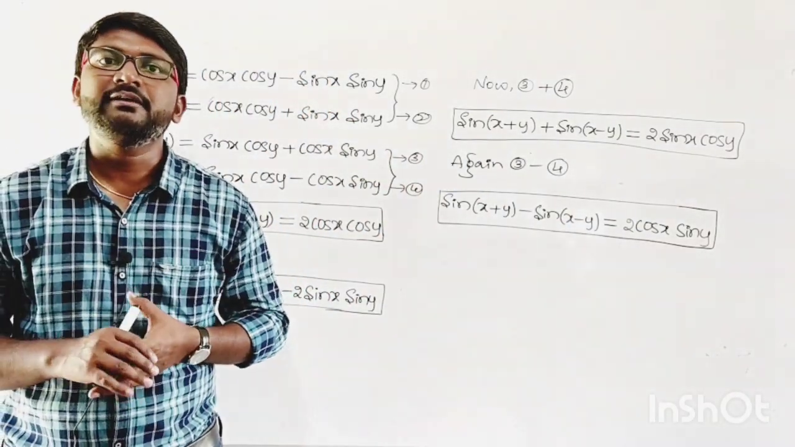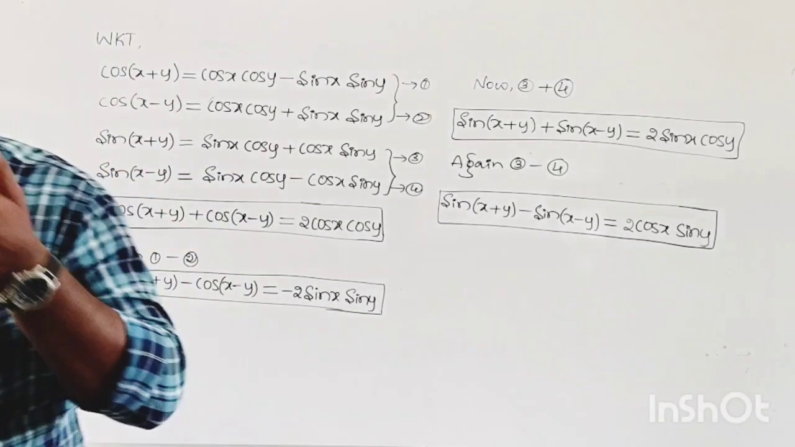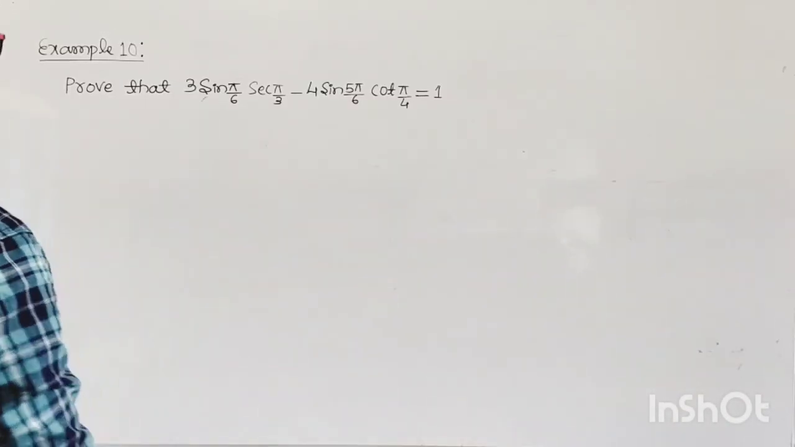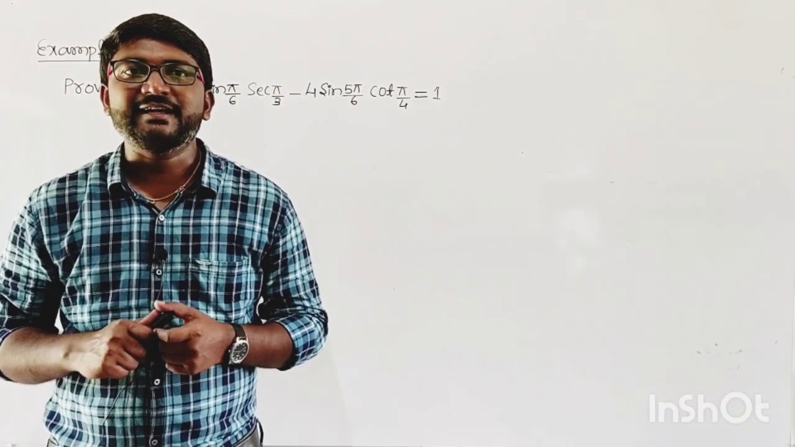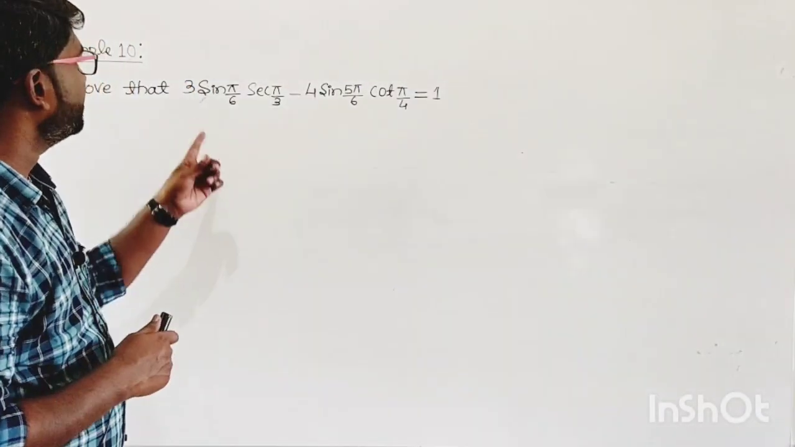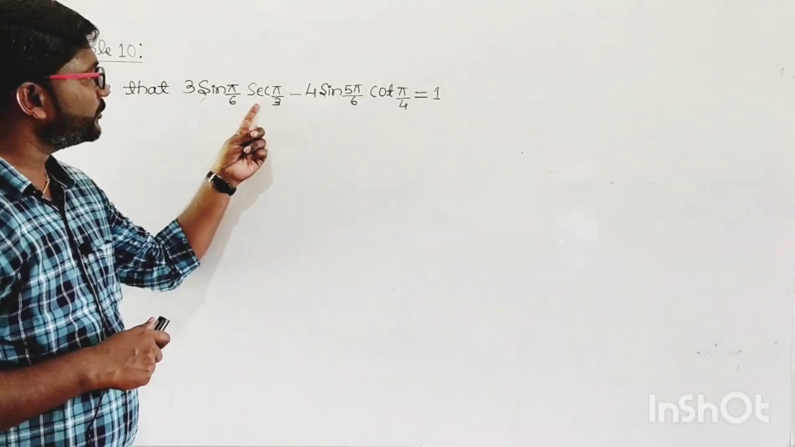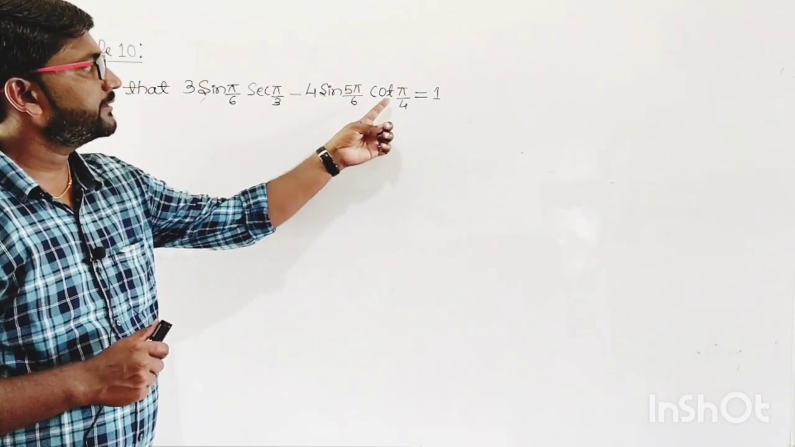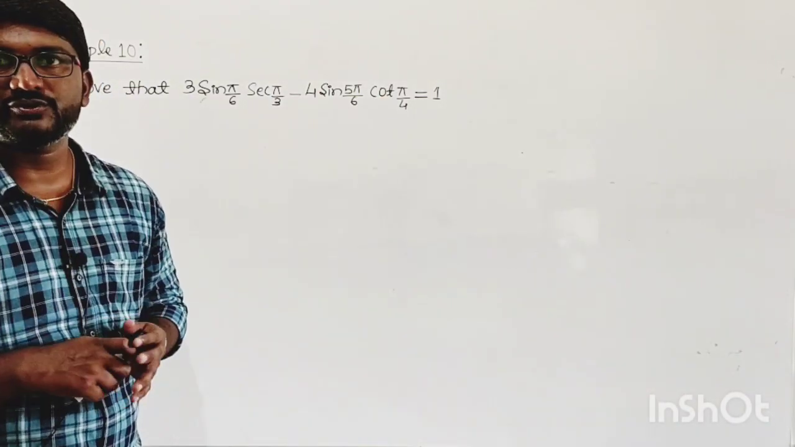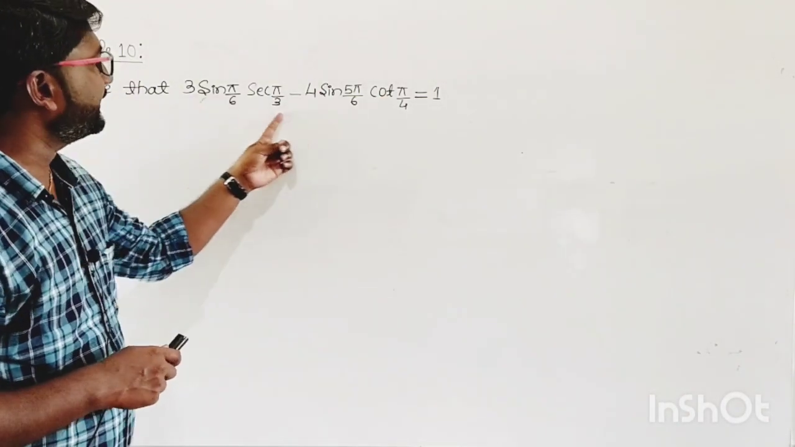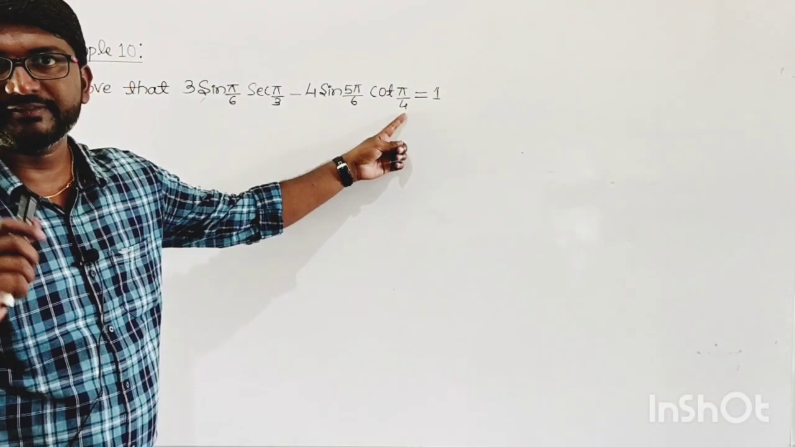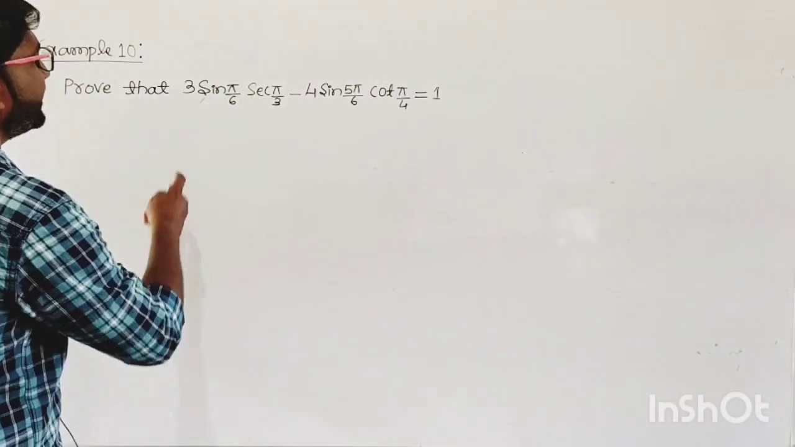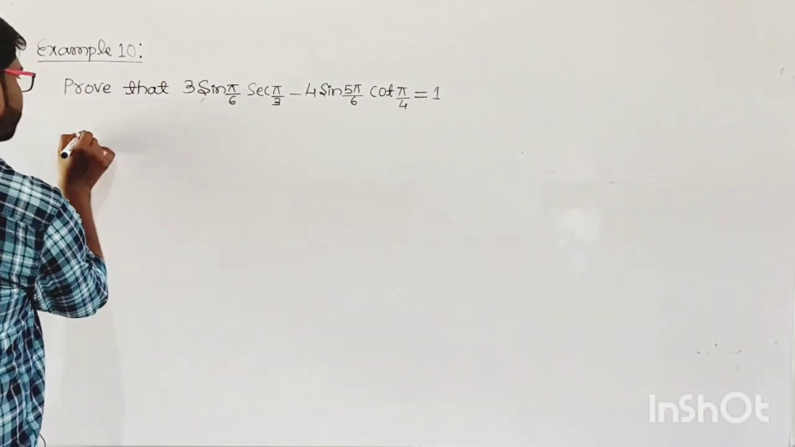Next we'll move on to the example problems. Well, example number 10: prove that 3 sin pi by 6 into secant pi by 3 minus 4 sin 5 pi by 6 into cot pi by 4, which is equals to 1. So now this entire thing is going to be the left hand side and the right hand side is 1. So I'll be taking this as the LHS.